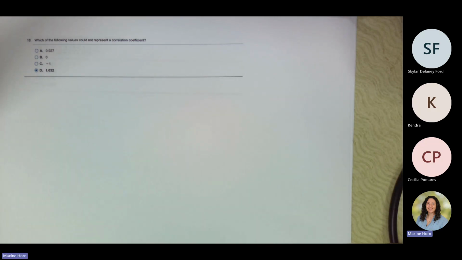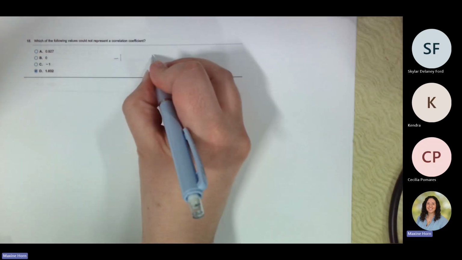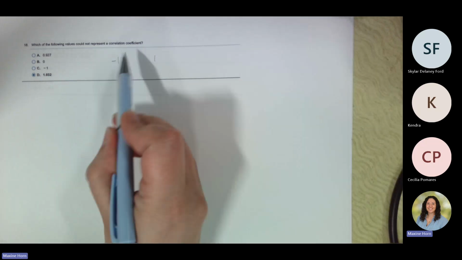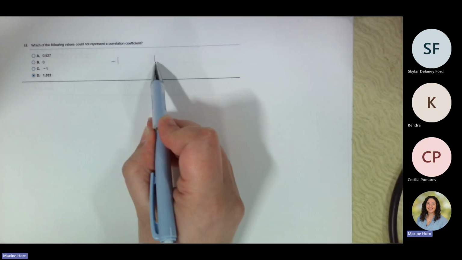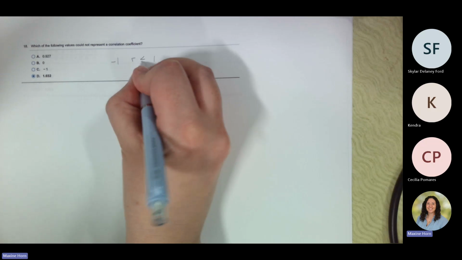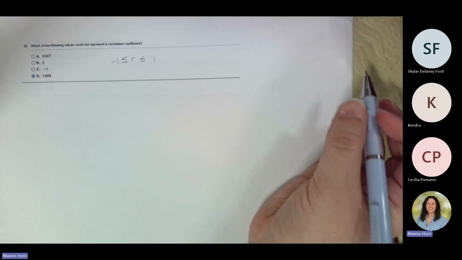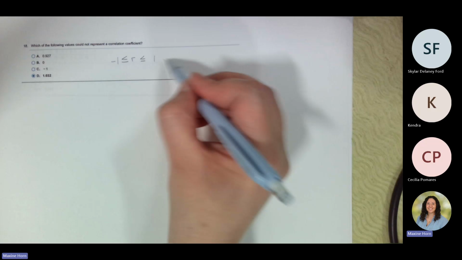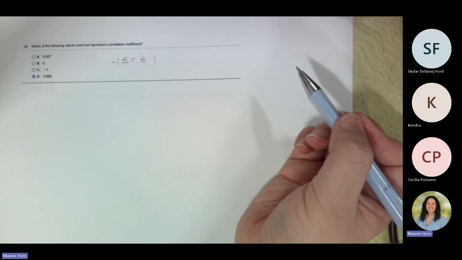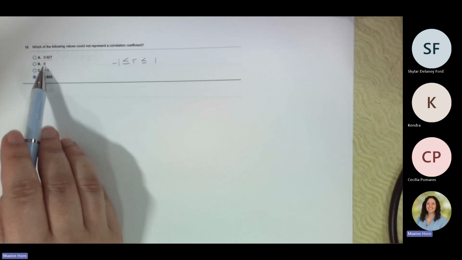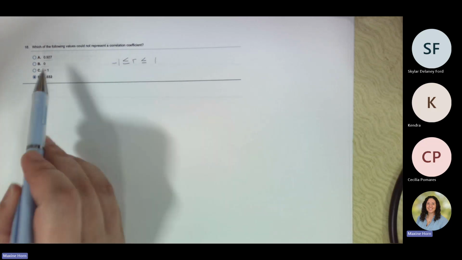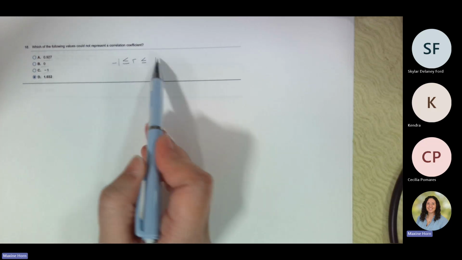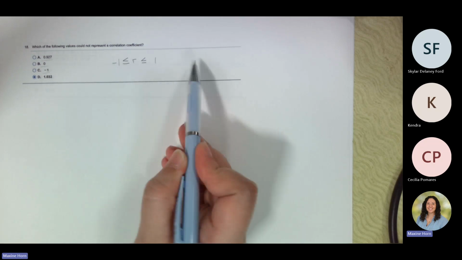Okay, so which of the following values could not represent a correlation coefficient? So your correlation coefficient is between -1 and 1. It can be as low as -1 and it can be as high as 1, right? Your R value can be anywhere in between there. But it can't be more than 1 and it can't be less than -1. So this is not quite 1. This is 0. So that's fine. 0's in between there. This is -1. Yeah, it's allowed to be these barrier numbers, but it can't be more than 1.